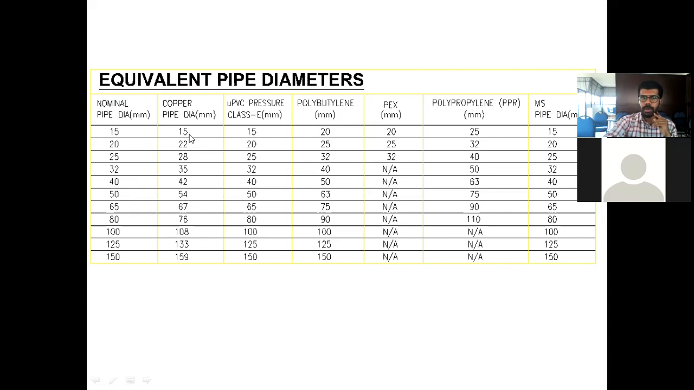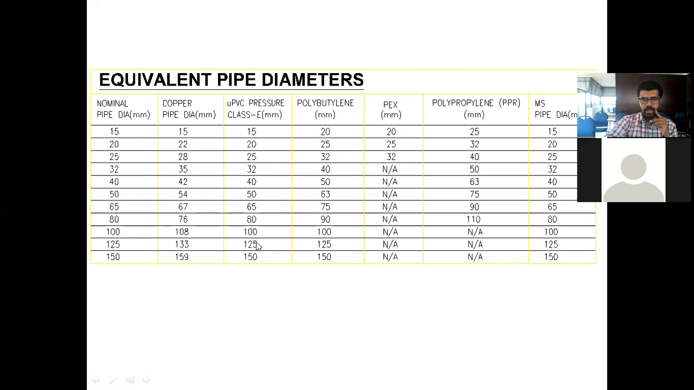When it comes to copper pipe in dia in mm, you have 15, 22, 28, 35, 42, 54, 67, 76, 108, 133, and 159. These are the sizes of copper pipes. UPVC, unplasticized polyvinyl chloride pressure class pipes are 15, 20, 25. These are normal pipe sizes of this.